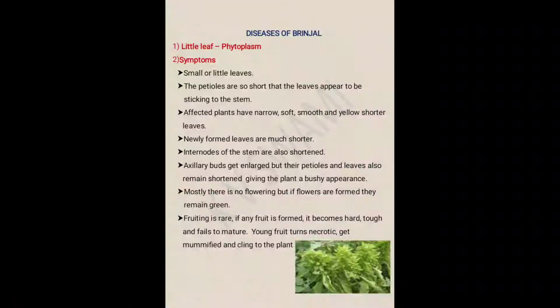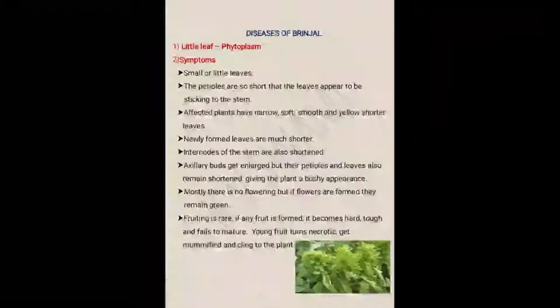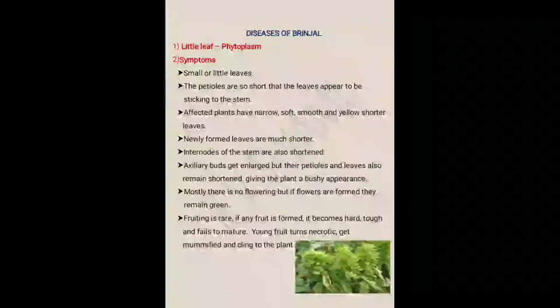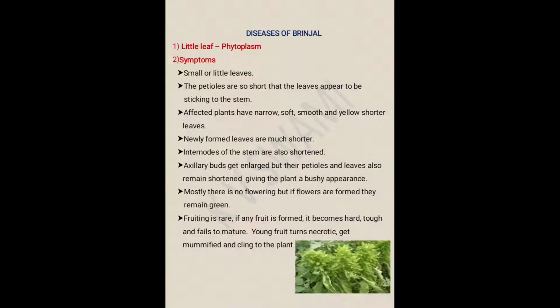See here, young fruit turns necrotic. What is meant by necrotic? Necrosis is nothing but the death of the tissues. This condition is called as necrosis or necrotic lesions. If the part of the plant or leaf shows the death of particular tissues, then there will be some spots that may occur. That lesion is called as necrotic lesions. You can see in this picture the little leaves of Brinjal exhibiting the bushy appearance.